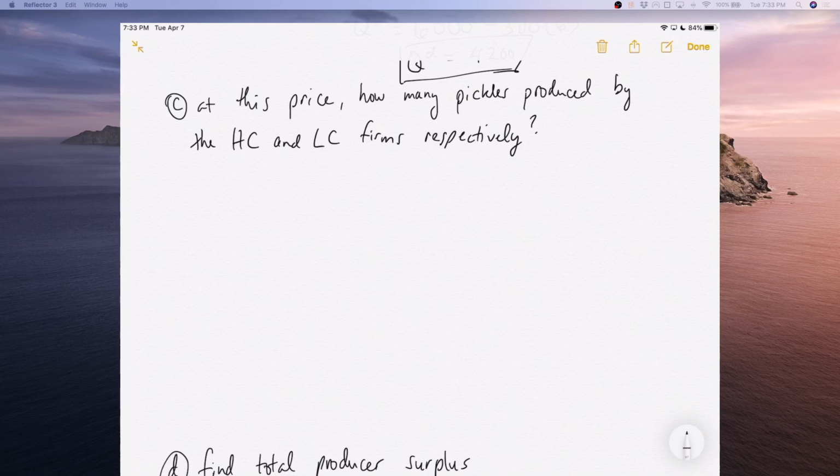So part C then is asking, at this price, the price that we just found, P equals 6, how many pickles are being produced by the high cost and low cost firms, respectively? I guess we're operating in the pickle market here. So we said at the top that QHC equals 4P. So we solved for P, we said it was 6. All we have to do is plug that 6 in here. So 4 times 6 equals 24. That's our QHC.